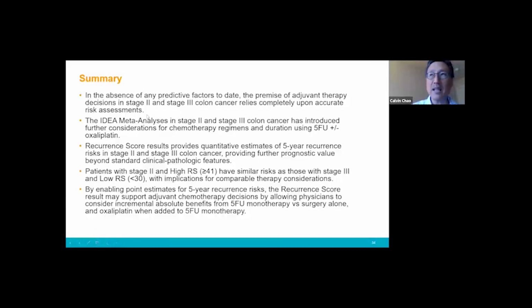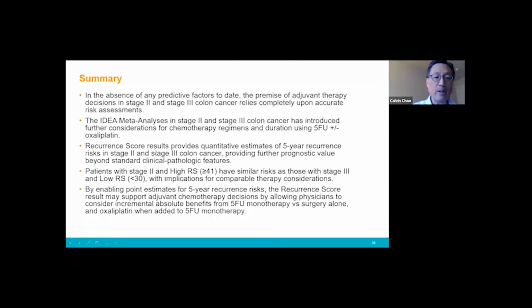How can we make sure that the risk assessment is accurate? Is it enough just to say you have T3N1 in stage 3 and therefore you have an accurate risk? I would suggest that there's a heterogeneity of patients there that can still be clarified with a recurrence score. The IDEA meta-analysis in stage 2 and stage 3 disease has introduced new options, more considerations for not just the chemotherapy regimen, but also the duration of the oxaliplatin we need to give.